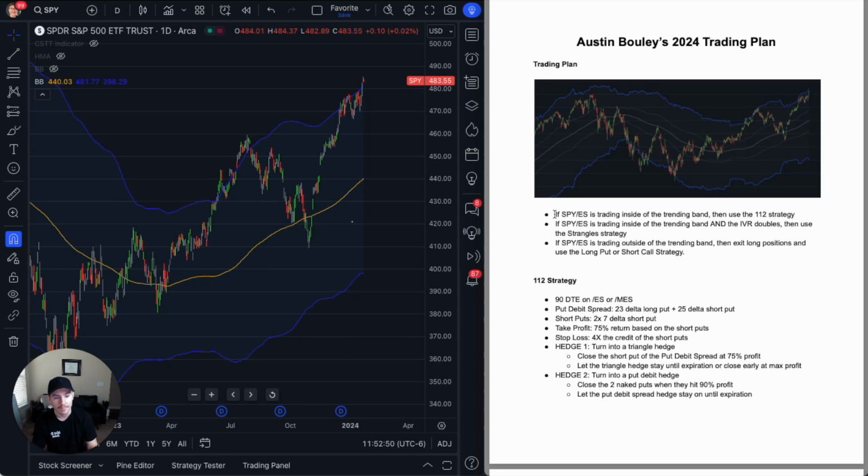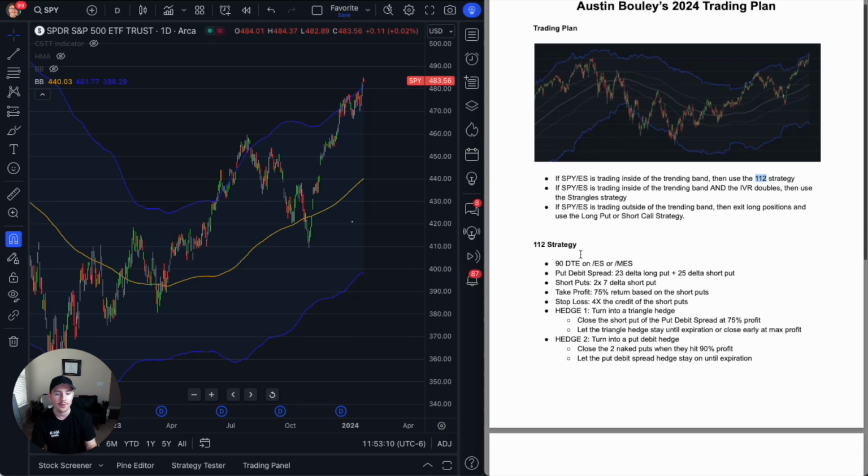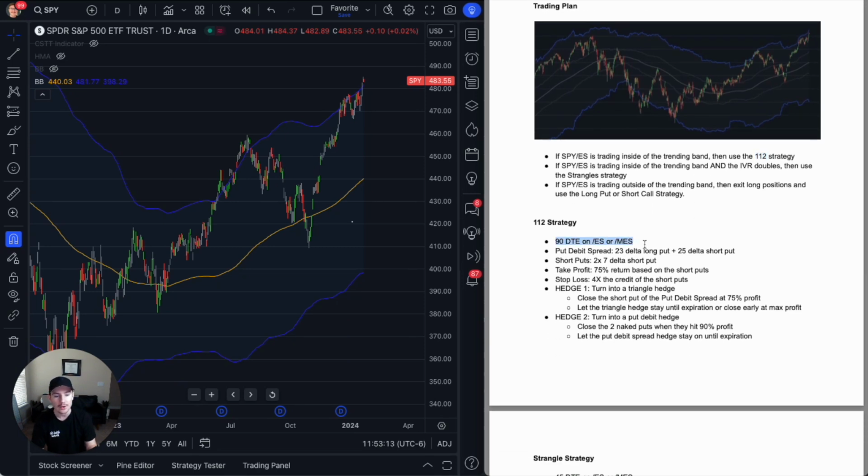As you can see here, if SPY and ES is trading inside of the band, use the 1-1-2 strategy. This is a strategy that I've been talking about recently for long-term trades. Also forgot to include here that I use my normal credit spreads trades. So again, my 10% credit spreads trades is what I use there, as well as the 1-1-2 trades when the market is inside of the band. So again, you can see here 90 days out using ES or MES to set up a 1-1-2 trade. If you want to learn more about how to structure this trade, you can watch some of my other YouTube videos that explain it in depth, but we're going to be placing a 1-1-2 trade inside of these bands.